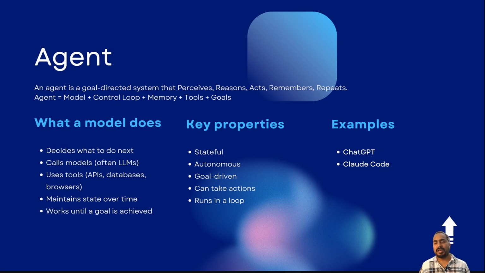For example, user gives an input like research the best restaurants in Tokyo for sushi and create a comparison document. Without an agent, like just calling a model, the model outputs a text about Tokyo sushi restaurants based on training data. The information might be outdated. No actual document might be created. Done in one step.